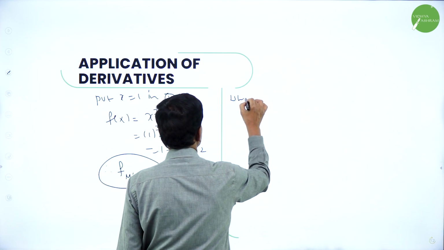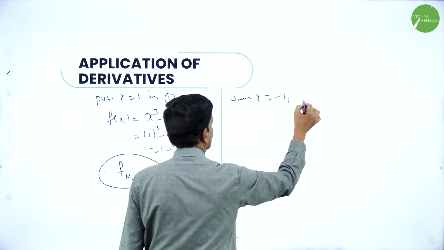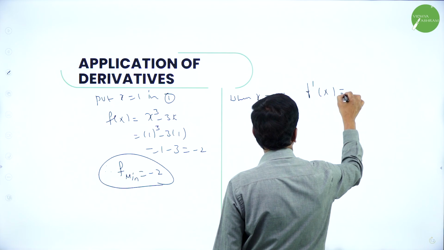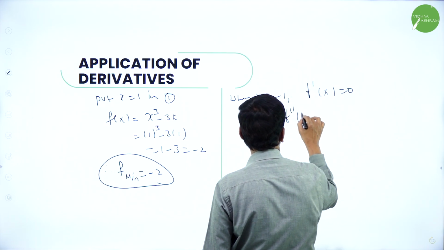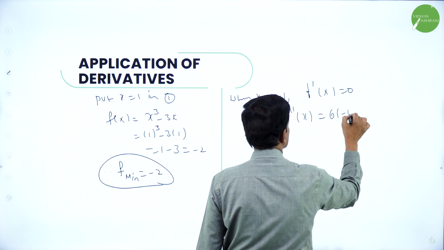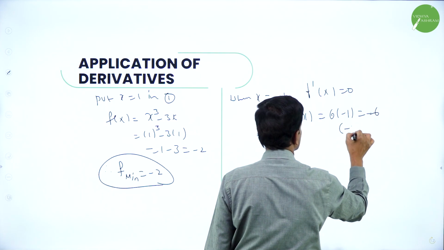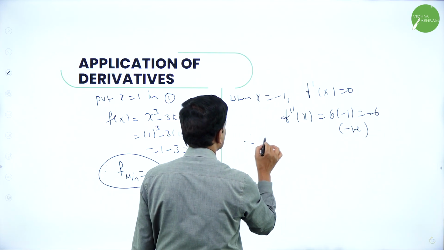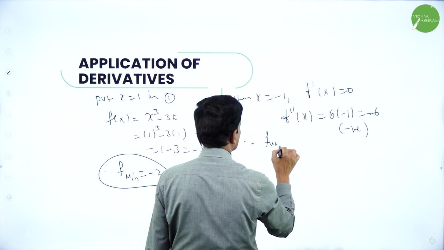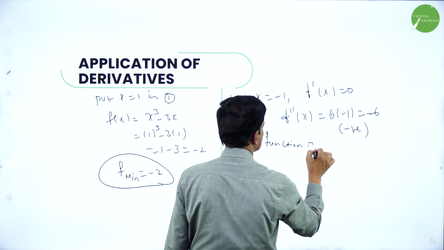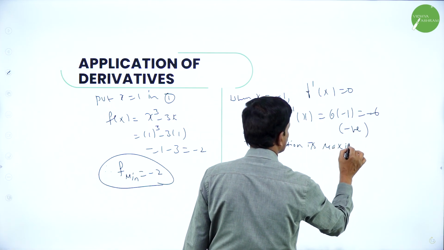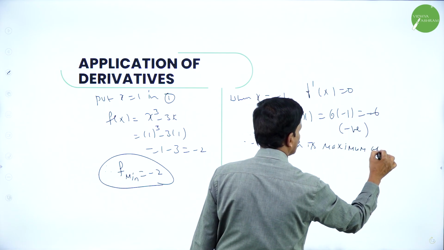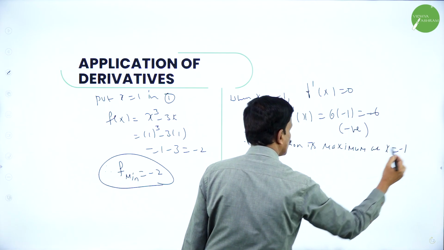When another value x is equal to minus 1, f dash x is equal to 0, f double dash x is equal to 6 into minus 1 is minus 6, negative. Therefore the function is maximum at x is equal to minus 1.